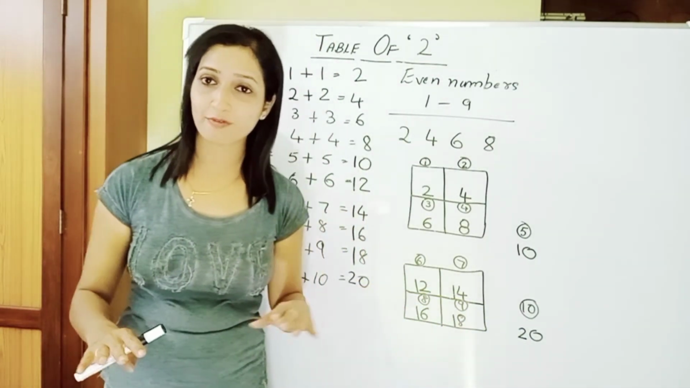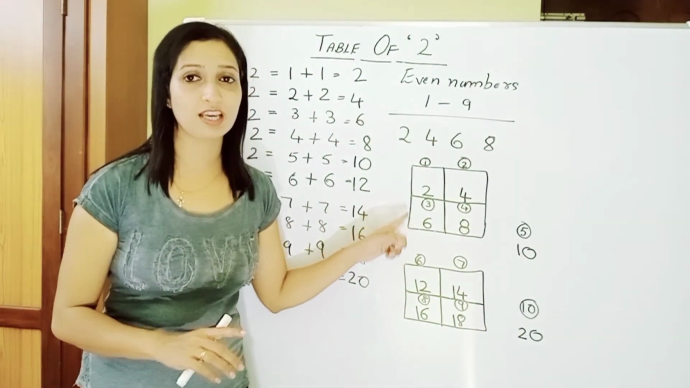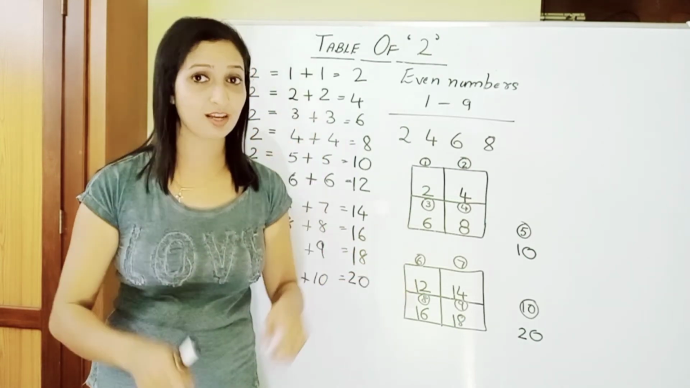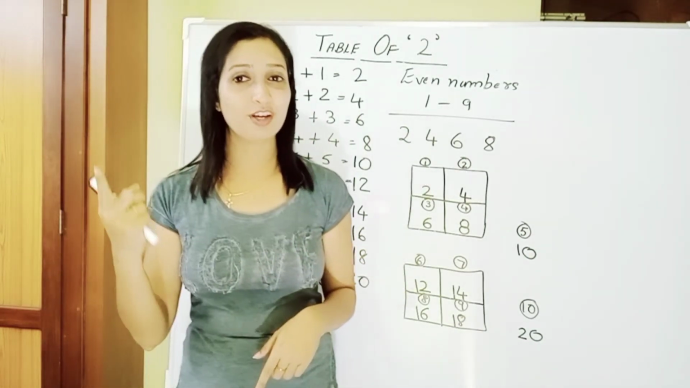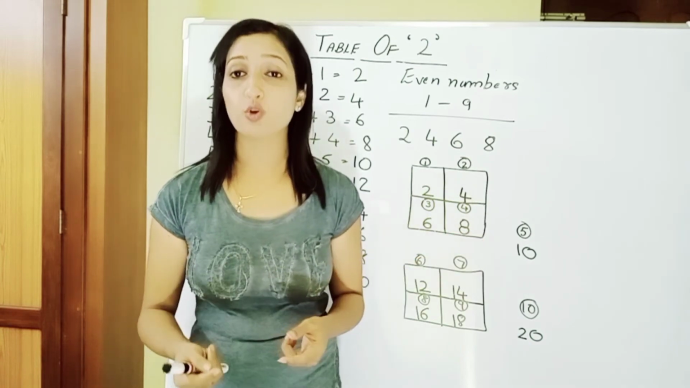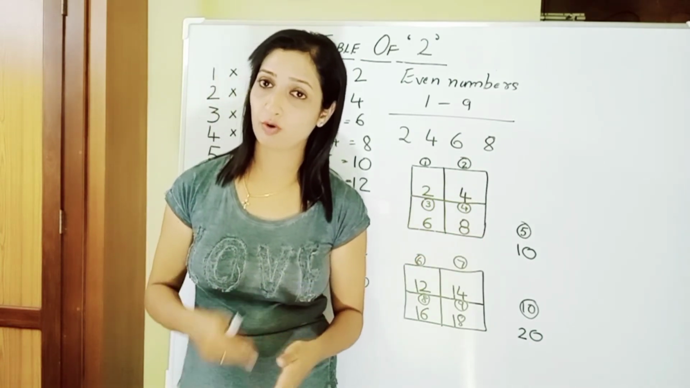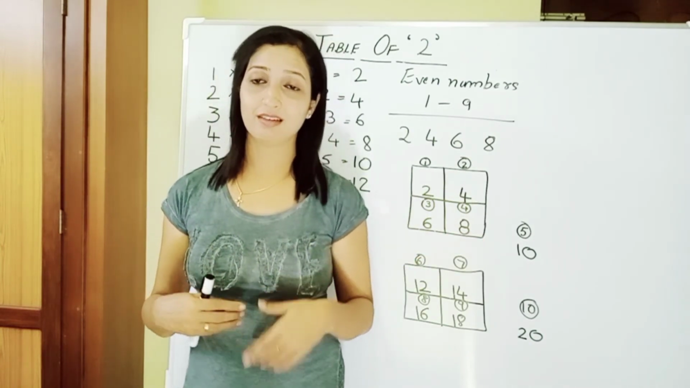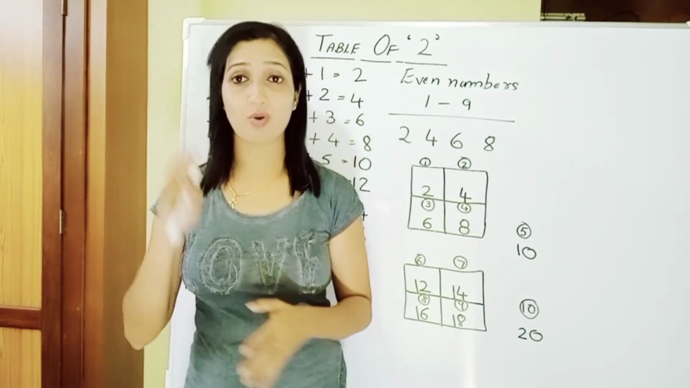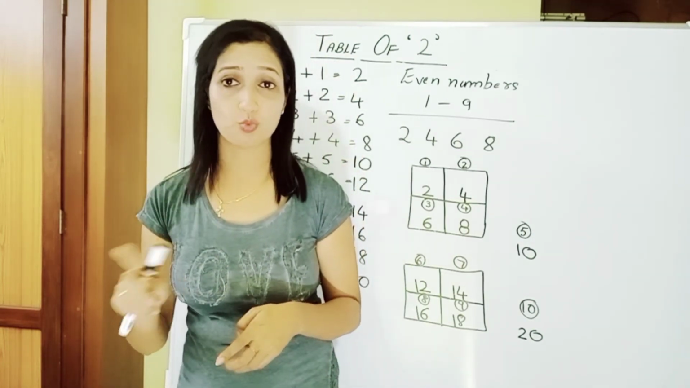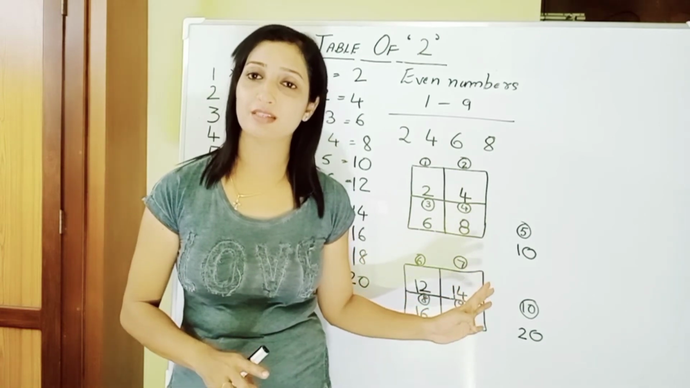So what you have to do is, you just need to take this picture into your mind, just visualize and recollect this table when you want the table of 2, instead of skip counting and adding and writing the numbers from 1 to 10 to find out which is what. This is the easiest way.